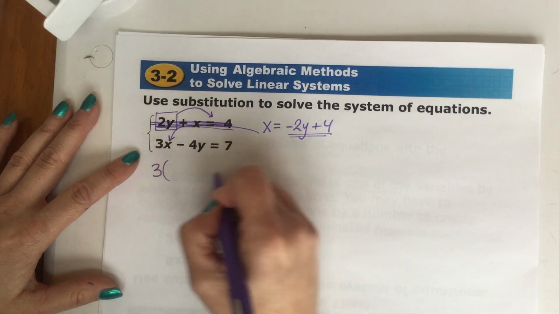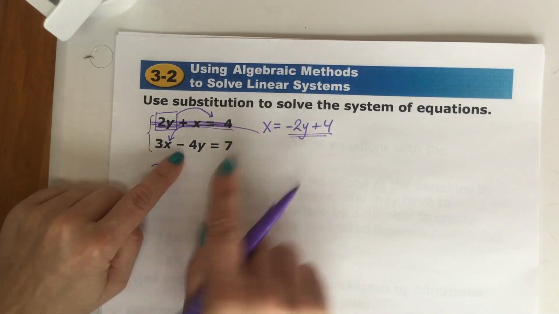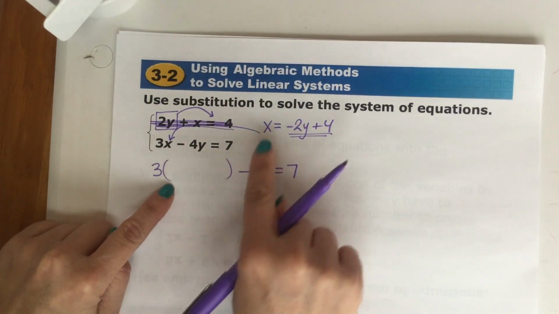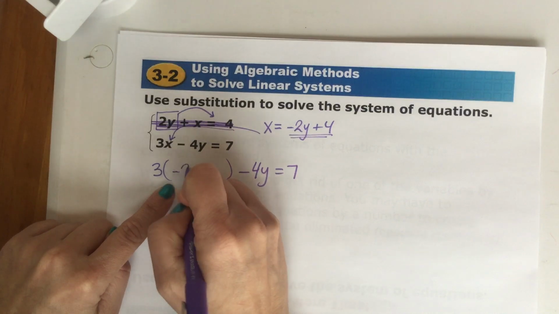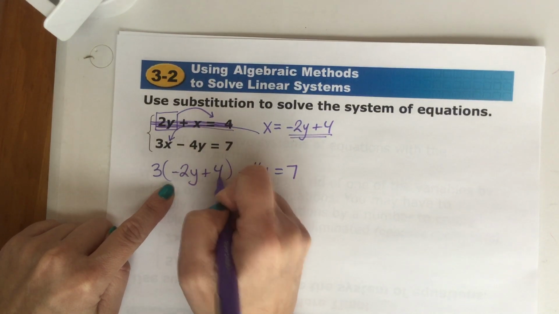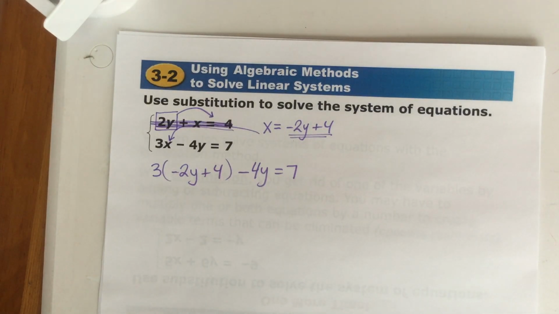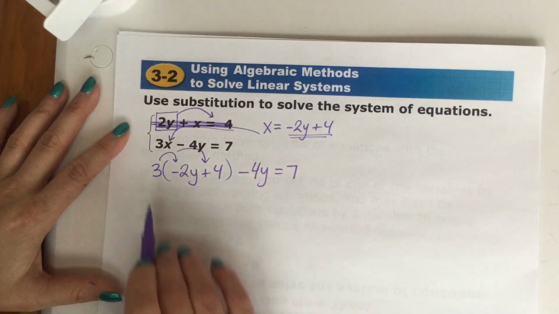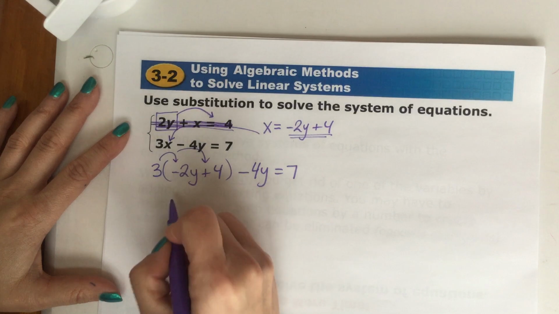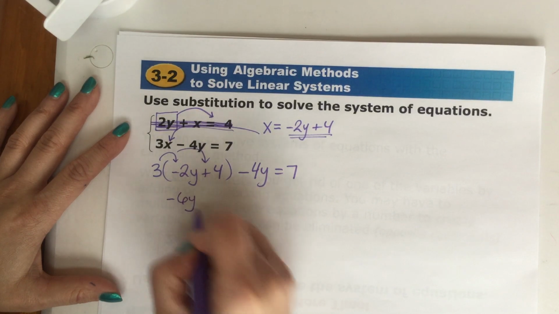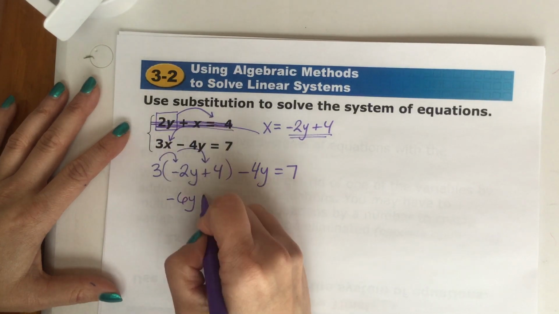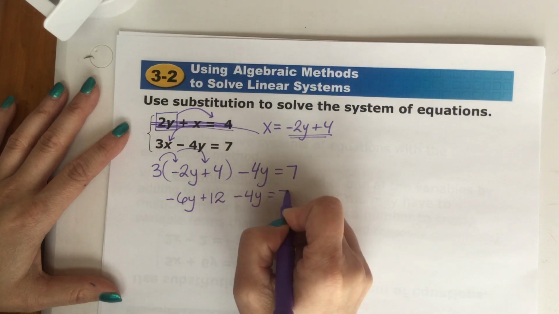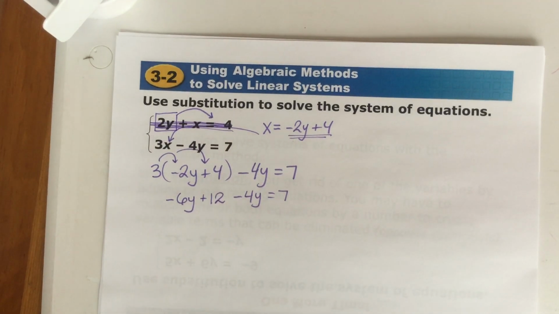The 3 stays, I'm substituting something in for x, minus 4y stays equals 7. Instead of x, I substitute in negative 2y plus 4. Now I have a multi-step equation. Step 1, cancel the parentheses. 3 times negative 2y is negative 6y. 3 times positive 4 is 12, minus 4y equals 7.